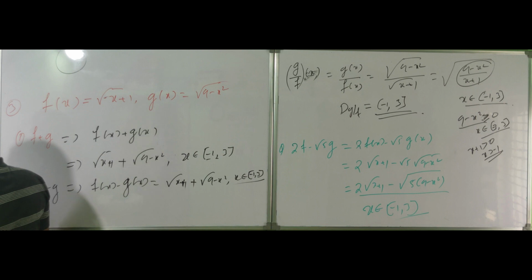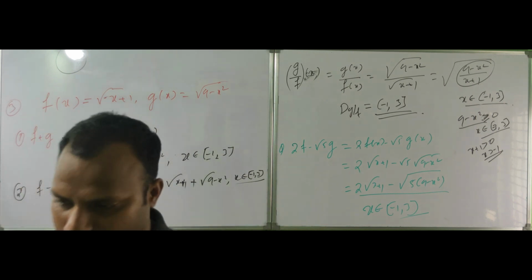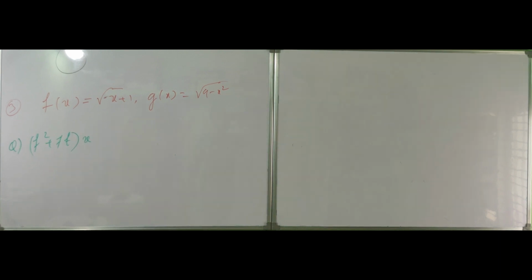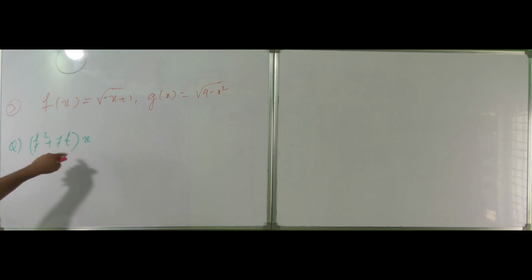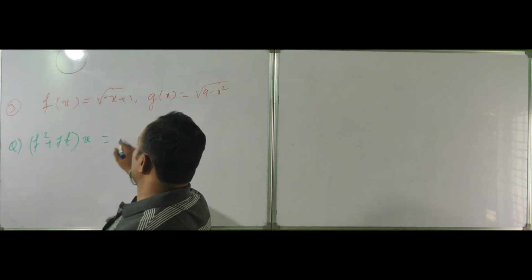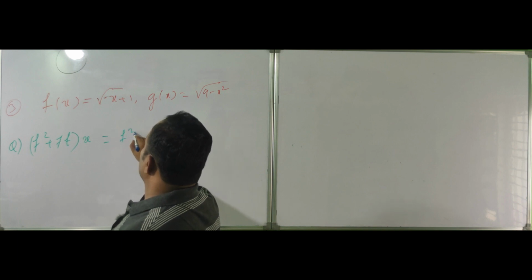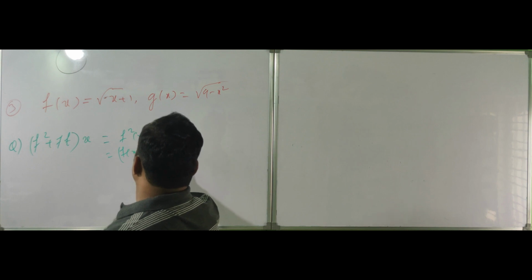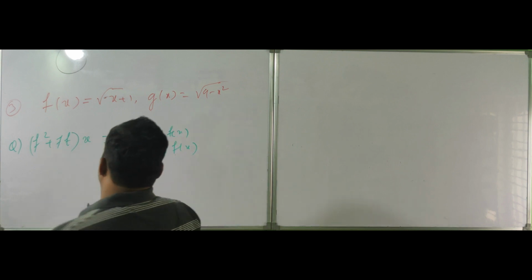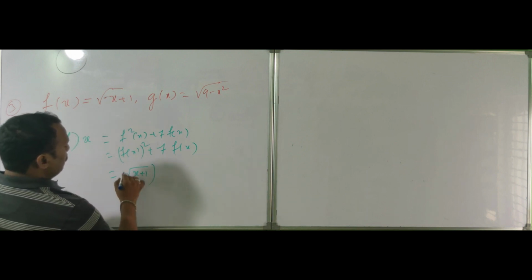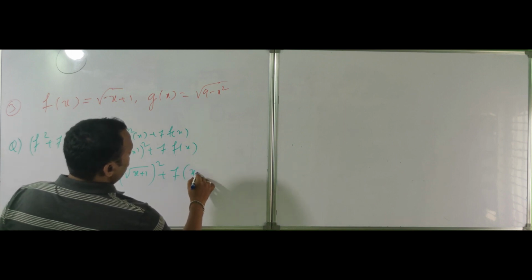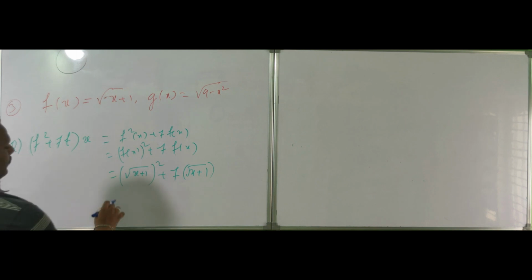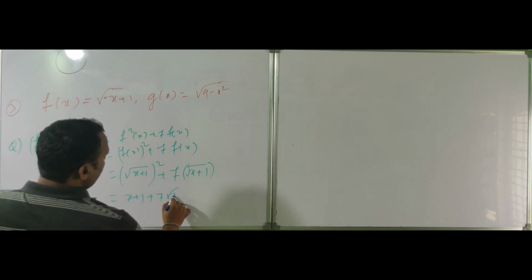Next, f square plus 7f. Next one is f square, power of 2. The next concept in this question is, what is the value of f square plus 7f? What is the power function? I told already, f square of x plus 7 into f of x. This becomes f of x whole square plus 7 into f of x. This becomes root of x plus 1 whole square plus 7 into root of x plus 1. So the square and root get cancelled: x plus 1 plus 7 into root of x plus 1.